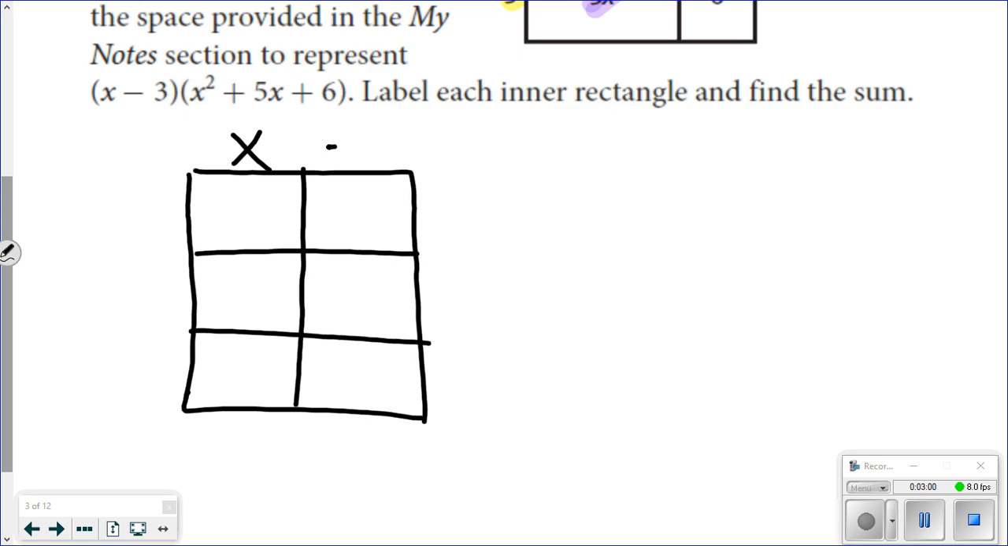So x minus 3, x squared, 5x, and 6. Now, I want you to go and multiply these and fill in each box here. You can do it.